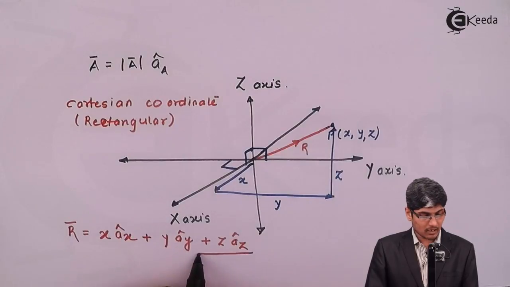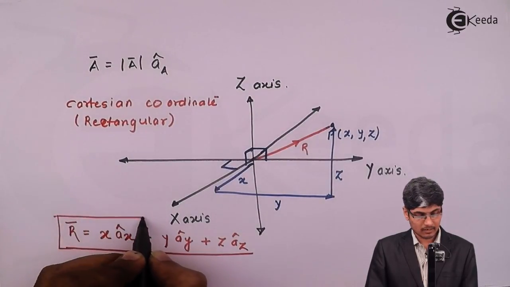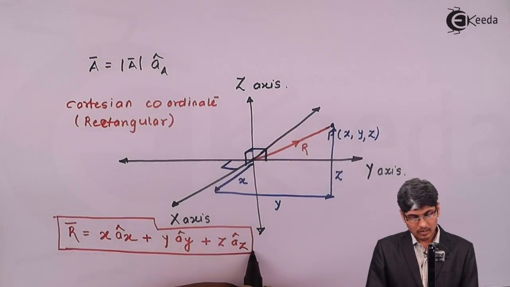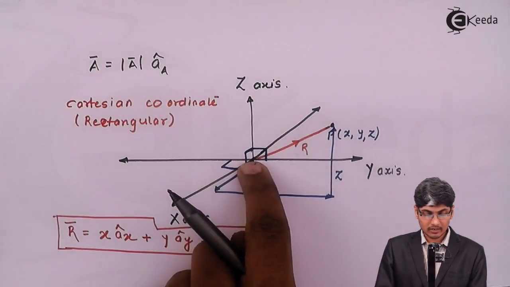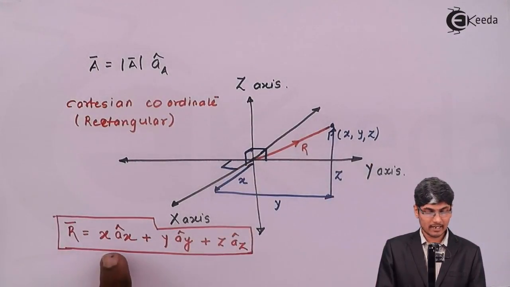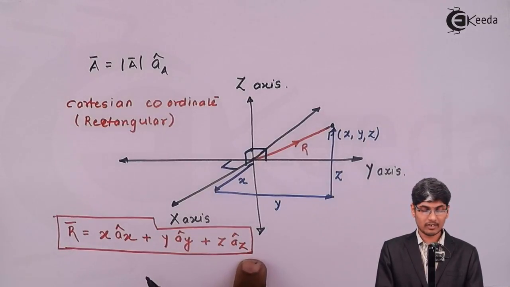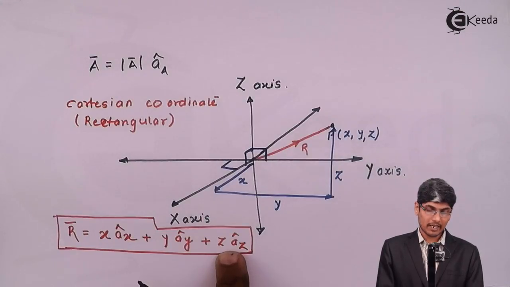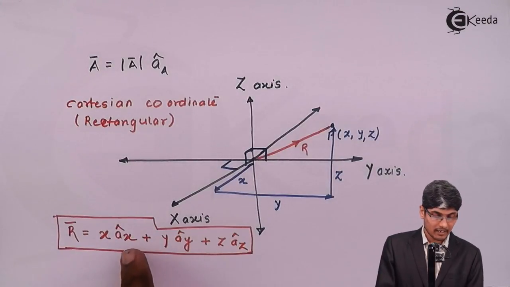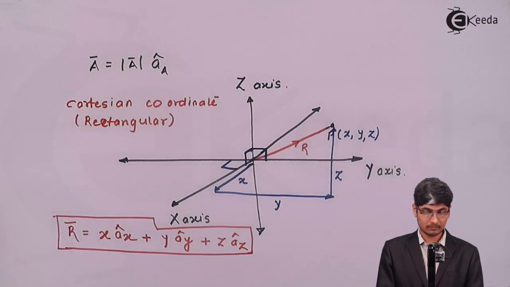So when I represent a point P, which is given as x, y and z, then I can represent the resultant vector from origin to P as x, x cap plus y, y cap plus z, z cap, where x, y and z are the units along the x, y and z axes, and ax, ay and az are the directions in the x, y and z respectively.